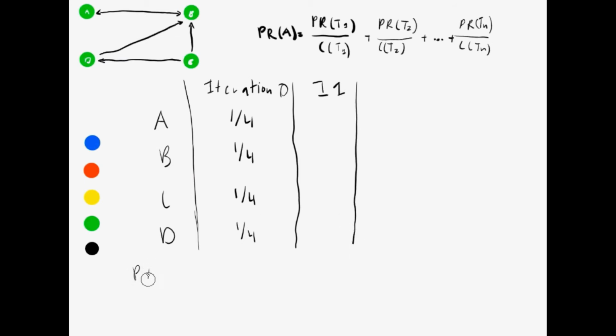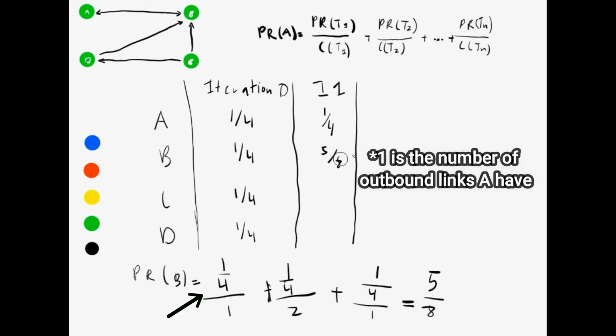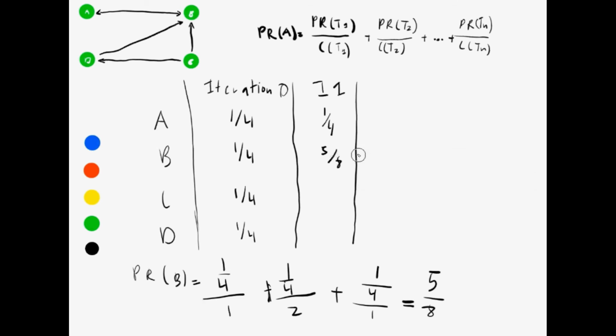So the PR of A is 1/4 divided by 1, which is 1/4. 1/4 is the PR of B in iteration 0. The PR of B is 1/4 divided by 1 plus 1/4 divided by 2 plus 1/4 divided by 1, which is 5/8, where this is the PR of A, this is the PR of C, and this is the PR of D.